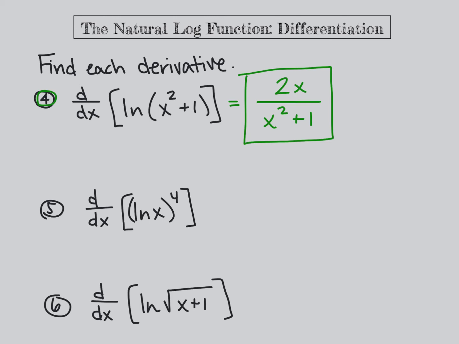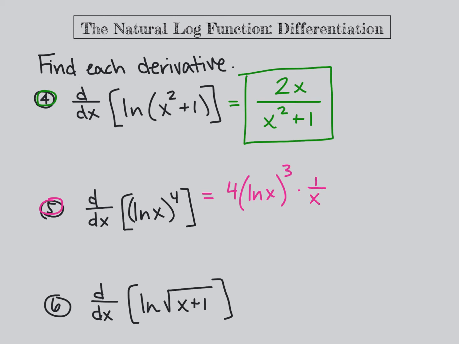In number 5, we are finding the derivative of the natural log of x all raised to the 4th. The first thing we have to realize is that it's not the natural log of x to the fourth. It's the natural log of x raised to the fourth. Therefore, we are going to be using the power rule. The power rule states that we bring the 4 out front, leave what's on the inside alone, and raise it to 1 less. Then, using the chain rule, we multiply by the derivative of the inside function. The derivative of the natural log of x is 1 over x.